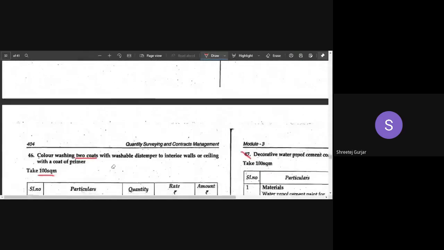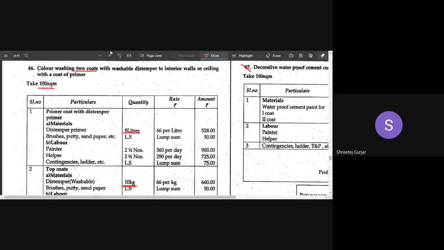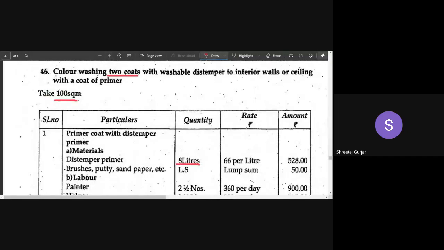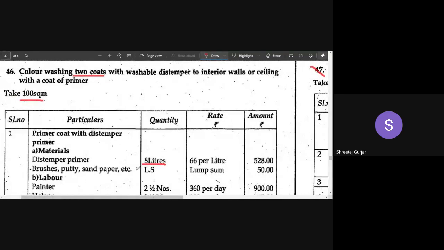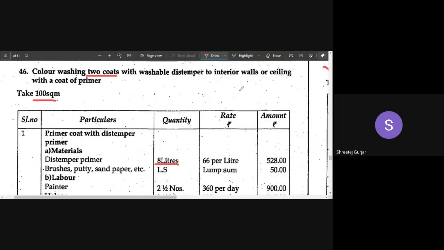Okay, moving on to the next thing, color washing. You can see the next thing that we are dealing with is color washing. Color washing, 2 coats with washable distemper to interior walls or ceiling with coat of primer. Now we are doing color washing with 2 coats. Remember, it is 2 coats. Okay, so 100 square meters.